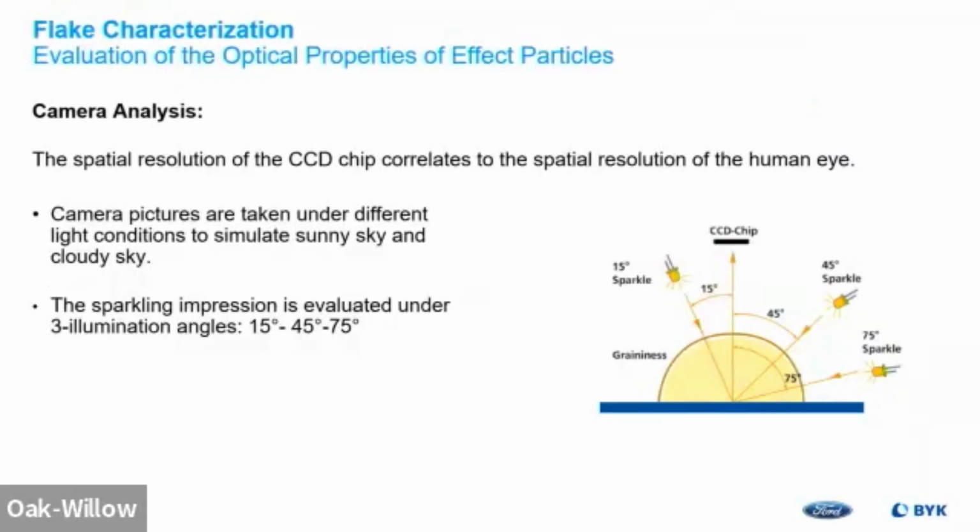Here is how we measure the sparkle. These are not the same as the color angles, so just remember that. We're actually illuminating at the 15, the 45, and the 75, and then we're taking a picture with the camera in the center of the instrument. And then the semicircle is your graininess measurement, and that's diffuse illumination.